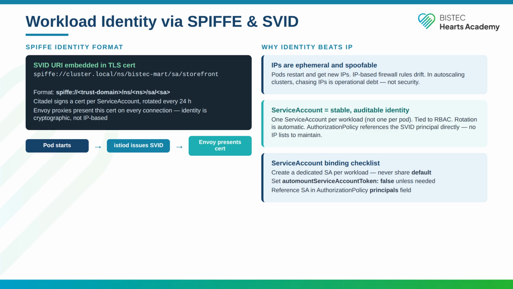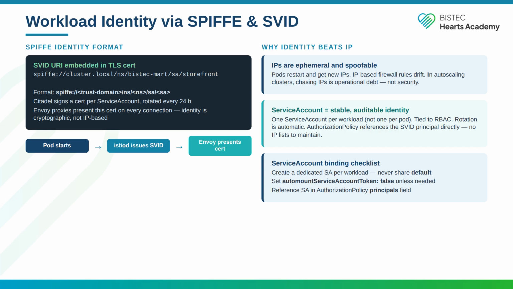IPs are ephemeral and spoofable. Pods restart and get new IP addresses. In an autoscaling cluster, maintaining IP-based firewall rules is continuous operational debt, and it provides weaker guarantees than certificate identity. A service account, by contrast, is stable and auditable. It's tied to Kubernetes RBAC. The certificate rotates automatically every 24 hours. And when you reference a principal in authorization policy, you're referencing the cryptographic identity in the cert, not an IP that could have been reassigned.